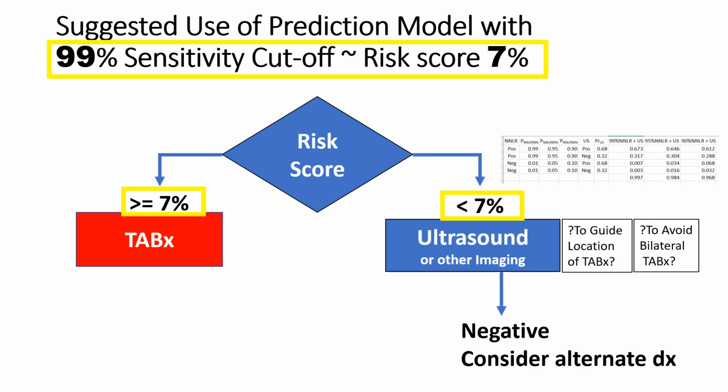In patients with a less than 7% risk score, consider Doppler ultrasound or an alternative test, and if negative, contemplate another diagnosis. If the ultrasound suggests a halo, I would still recommend confirmatory biopsy of the suspicious area due to the risk of long-term glucocorticoids.